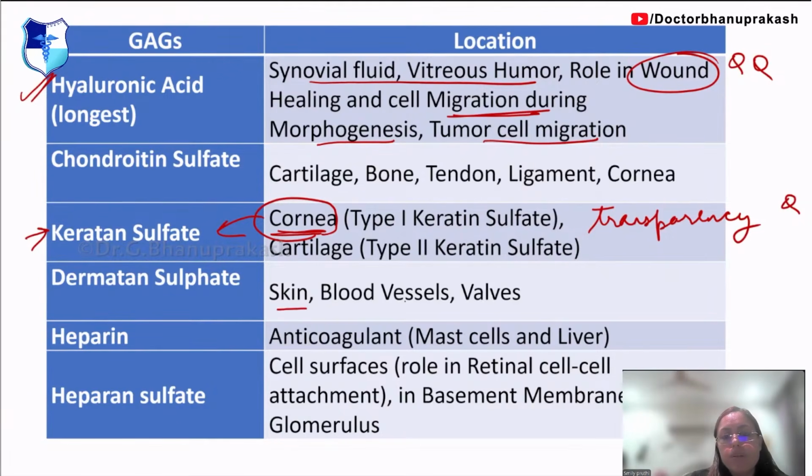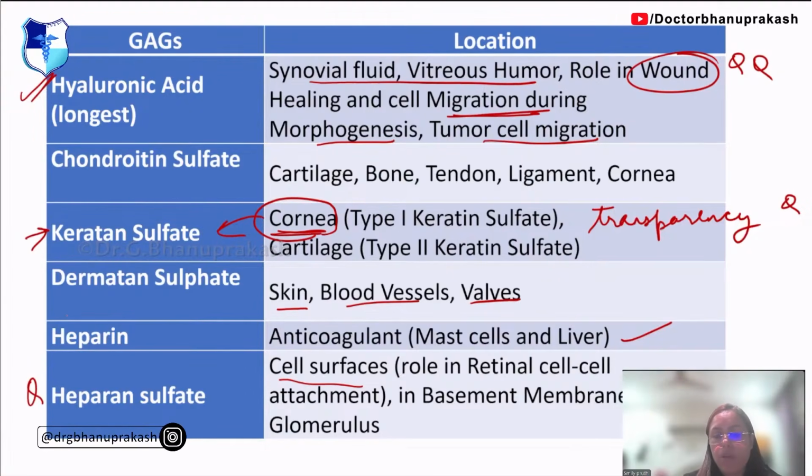Dermatan sulfate, present in skin, blood vessels and valves. Heparin, the anticoagulant released from mast cells and liver. Heparan sulfate, present on cell surfaces, having a role in cell-cell attachment, also in the basement membrane of glomerulus.